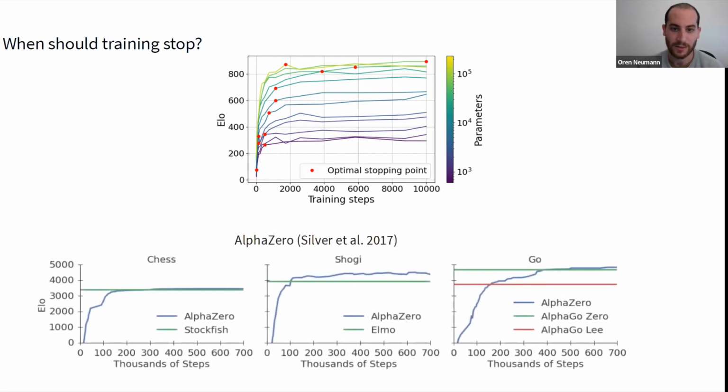Now let's look at the AlphaZero paper by DeepMind. These are the training curves for chess, shogi, and Go. And as you can see here, these plots pretty much converge. They plateau at some point and they keep on training, but there isn't really much of an improvement. And this can kind of give you an indication that they wasted a lot of compute here.